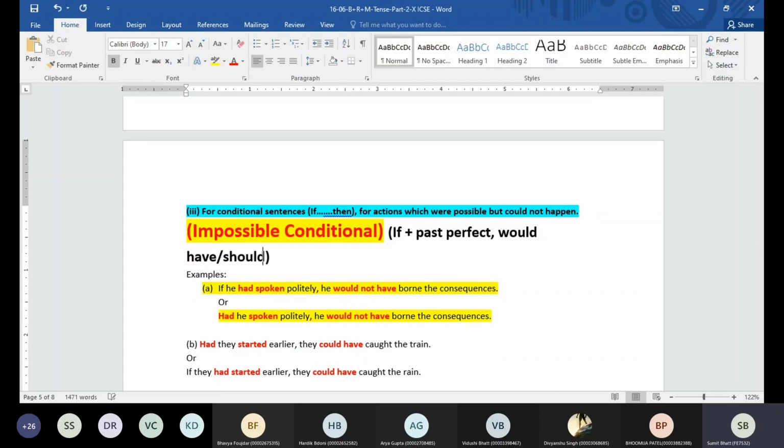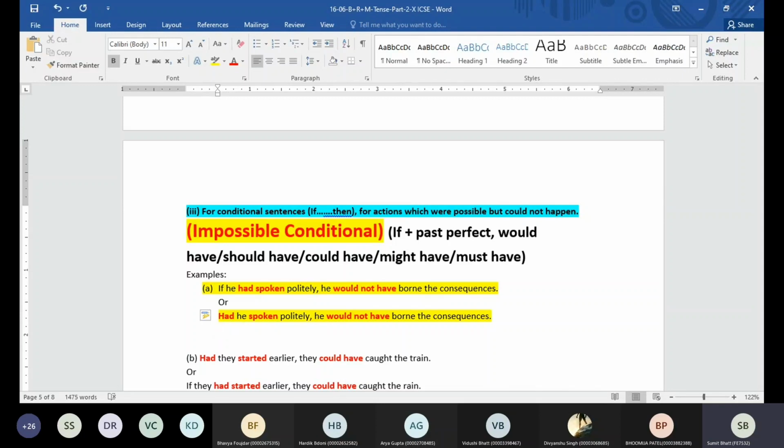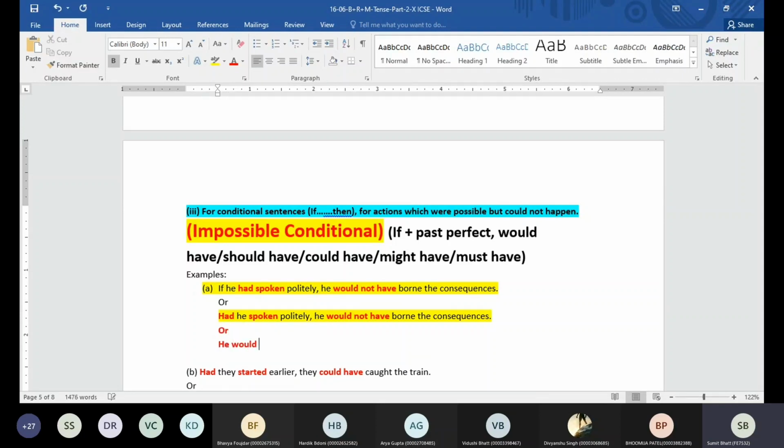For example, we can use should have. We can go for could have, might have. These words with have, we can go for must have. So any of these words can be there. So we can say if he had spoken politely, he would not have borne the consequences. Or had he spoken politely, he would not have borne the consequences. Either way we can make the sentence, guys. We can also say he would not have borne the consequences.